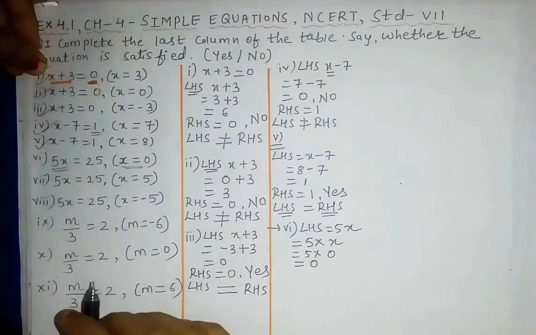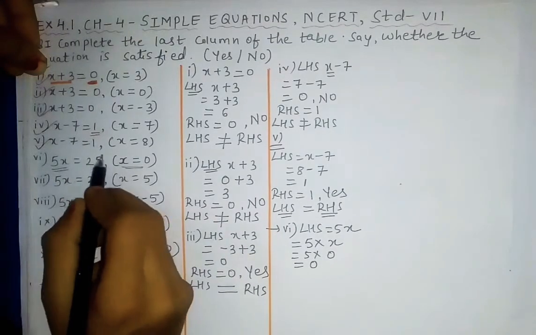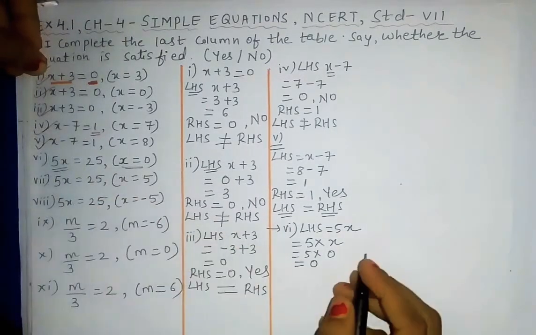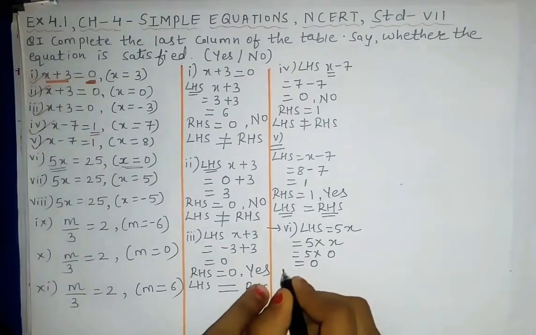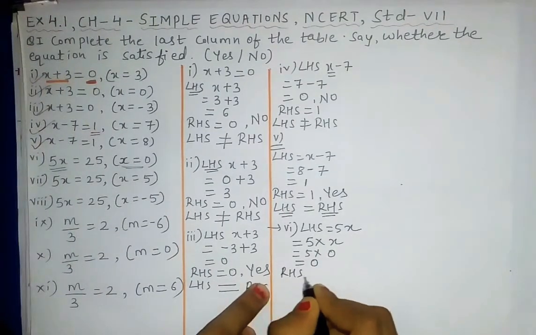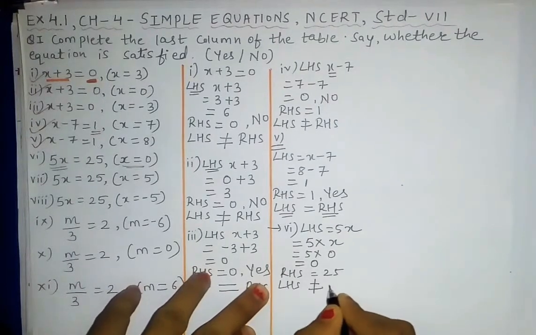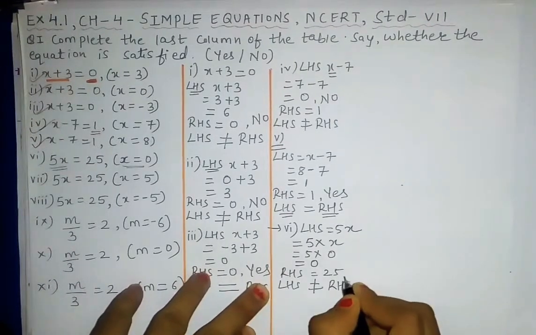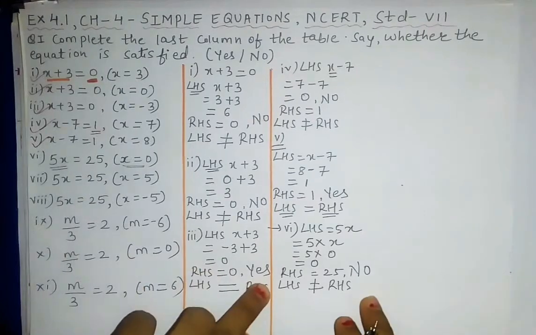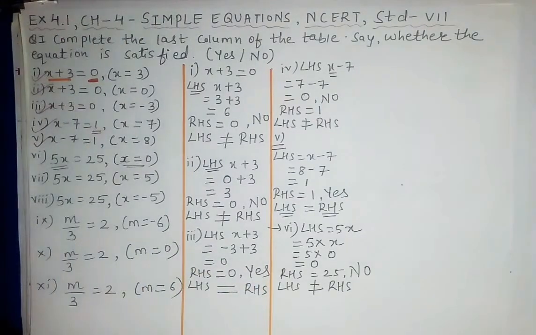So what was given to our RHS? RHS is 25. So we have to write that RHS is 25. So LHS is not equal to RHS. So this value is not the correct value. So you will write no. Now moving ahead with seventh sum.